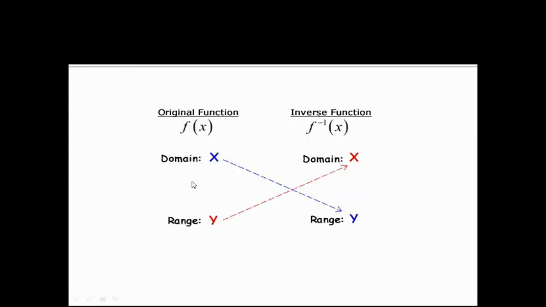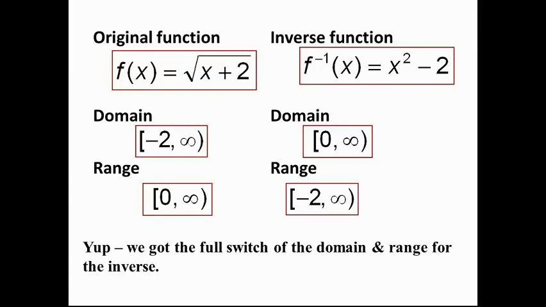Here is one more view of the original function and the inverse of the function. The domain of the original function becomes the range of the inverse function, and the range of the original function becomes the domain of the inverse function. Now this is the example for an original function and the inverse of the function and their domains and ranges. This is the original function, and the function is f of x equals square root of x plus 2.